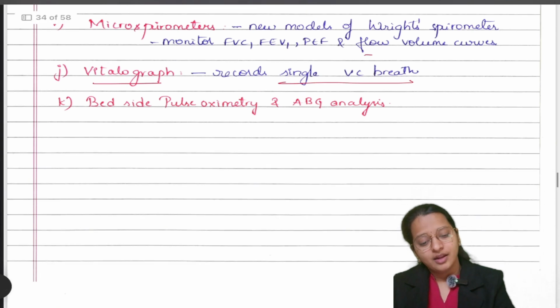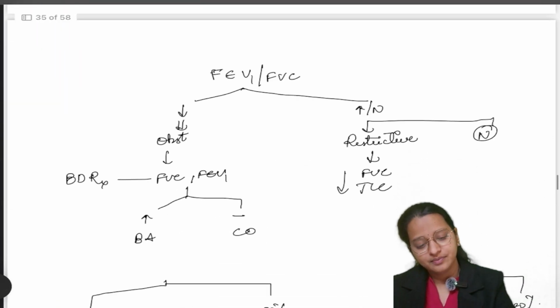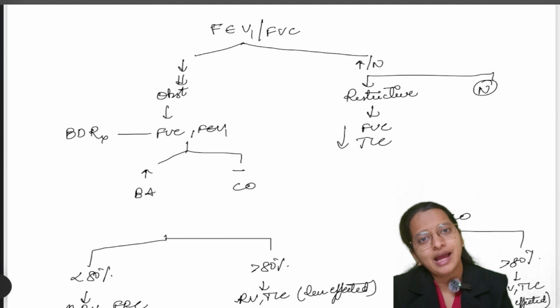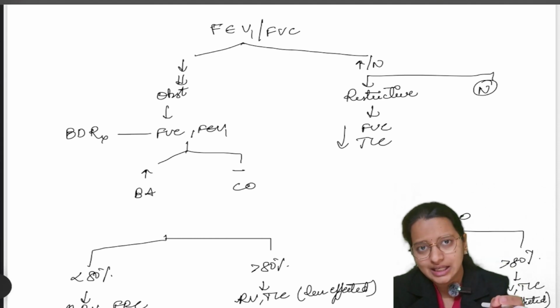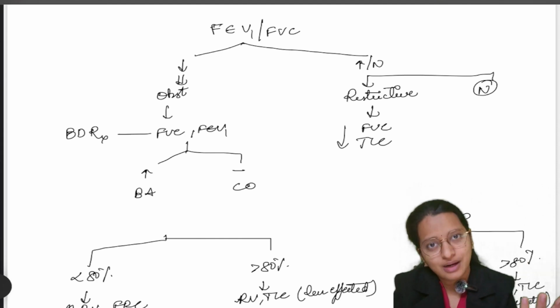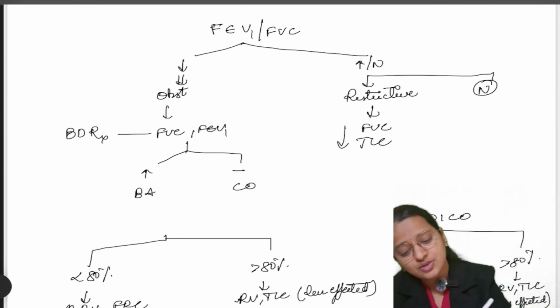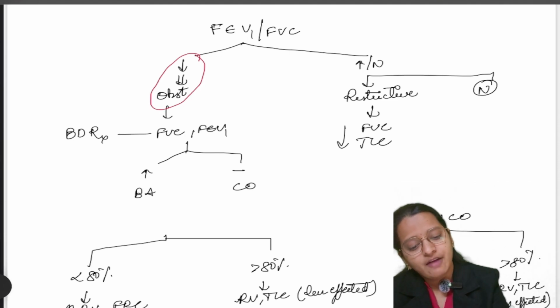Now, how to interpret? We'll see the FEV1 by FVC ratio. If it is decreased, it is obstructive, as we have already seen. In restrictive, it is normal or slightly increased. So a normal ratio might be in restrictive and also in normal lung, right? So if it is decreased, it is obstructive. If it is normal, it is restrictive or normal lung.